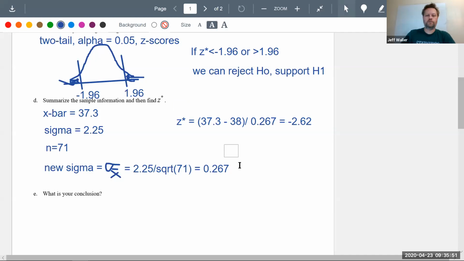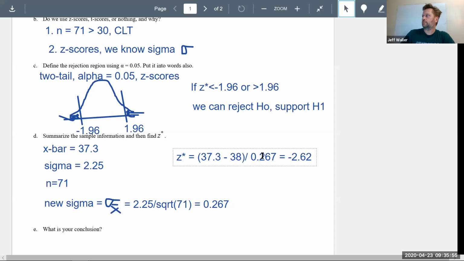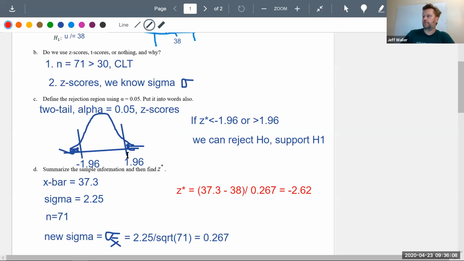All right, negative 2.62. What does that mean? Let me make it in red. Where does that go on our picture? Can you see where it is on the picture up here? Where's negative 2.62? It is way down here.